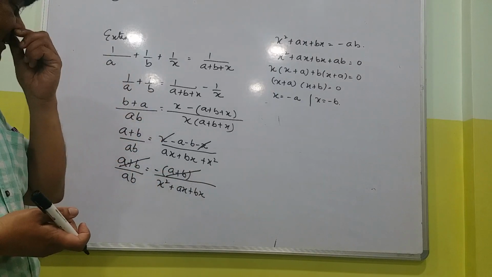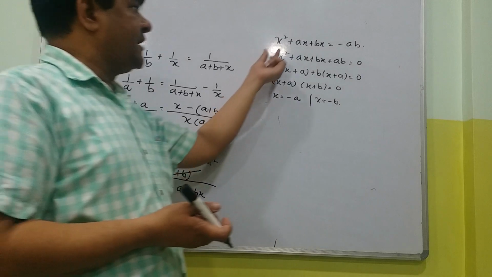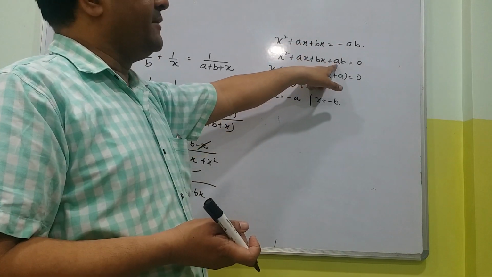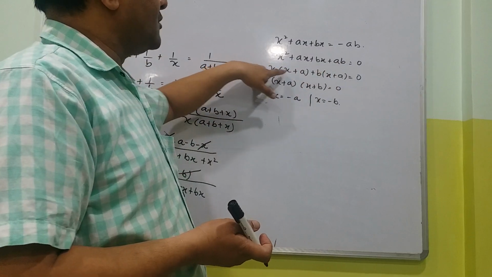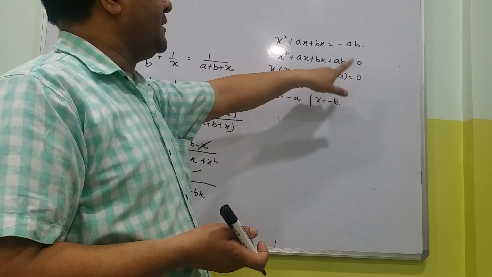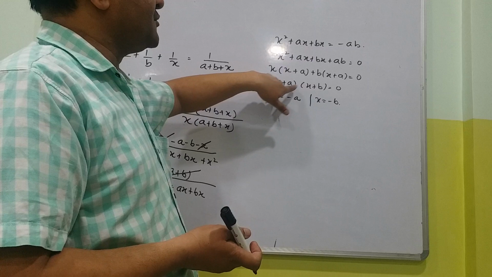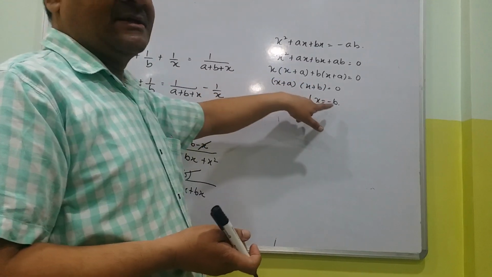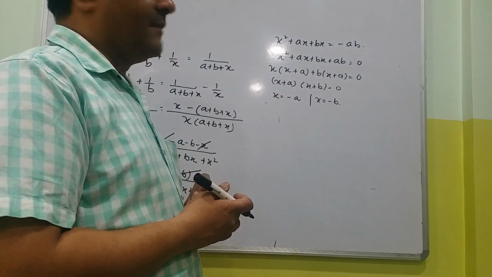b will cancel. So x square plus ax plus bx equal to minus ab. This minus ab will become plus ab. x common, x plus a, b common, x plus a. So the factors are x plus a and x plus b. So either x comes out to be minus a or x comes out to be minus b.